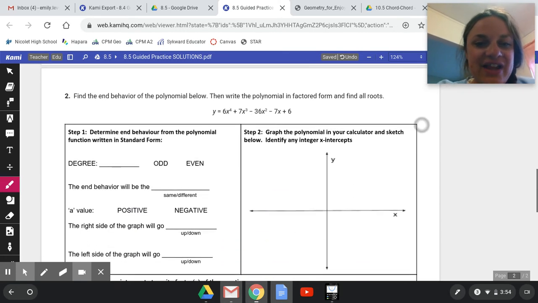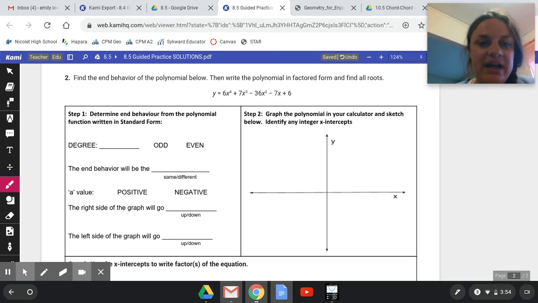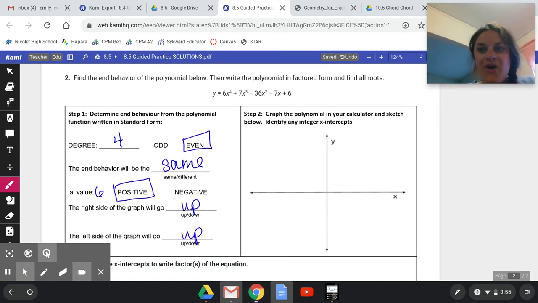All right, let's go on to the second one. Now, what I'm going to do is ask you to pause the video right now and try step 1 on your own. Okay, so check your work. The degree is 4. That's the highest exponent, which is even, which means that the end behavior is going to be the same. My a value is 6.